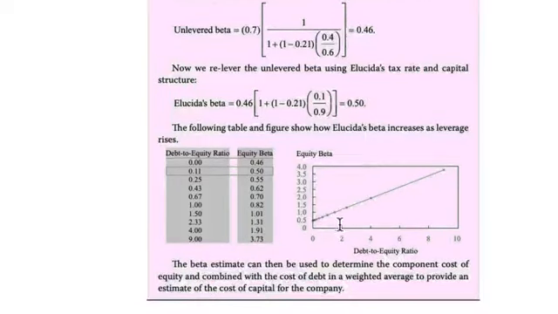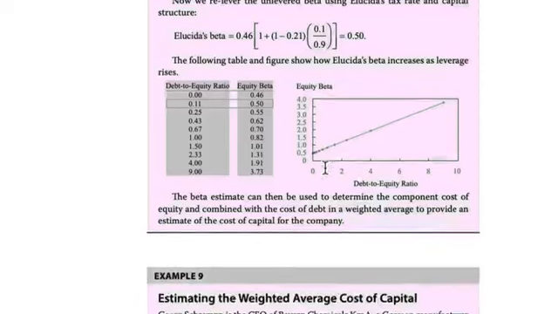This shows you a relationship between the debt equity ratio and the equity beta. As we add more debt, look what happens to the equity beta. It increases. So if we have a peer company with a lot of debt and we unlever it and our target company has lower debt, we'll end up with a lower equity beta. But we'll end up with a higher equity beta if it's the other way around.